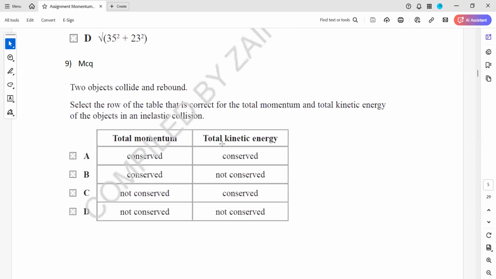In question 9, two objects collide and rebound. Select the row on the table which correctly gives the total momentum and total kinetic energy in an inelastic collision. In an elastic collision or inelastic collision, momentum is always conserved, irrespective of the type of collision. But what about the kinetic energy? The kinetic energy is not conserved.